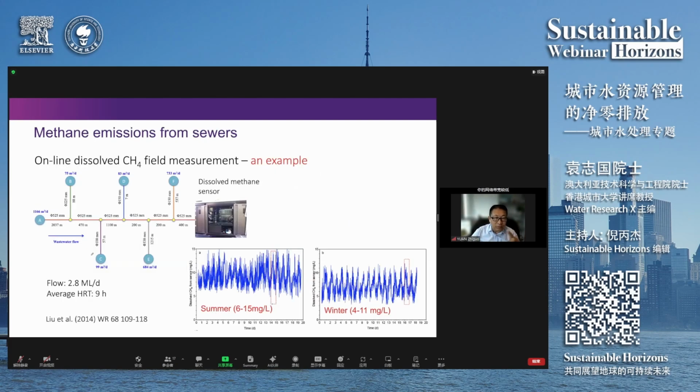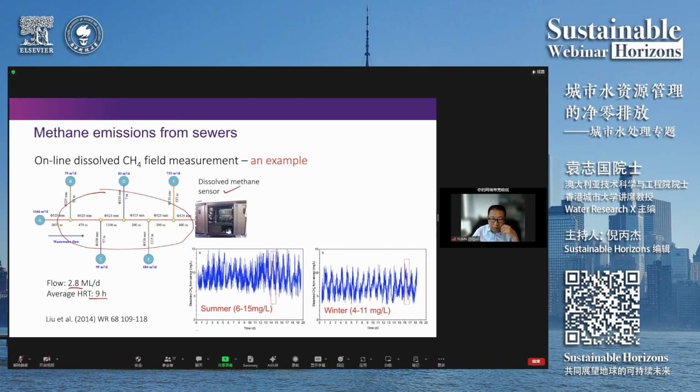This is the previous slide. We had two pipes. Here we had a network. So we put a dissolved methane sensor at the end of the network, so everything produced in the network was captured there. And this network is about 3 megaliter per day with average HRT of 9 hours, which is quite long.